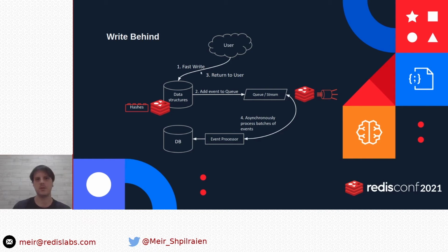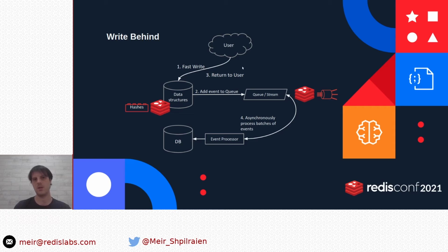So the user is writing to a Redis database. Each such write to the Redis database triggers an event that RedisGears is registered on, and RedisGears makes sure that the write is also written to a queue, which is in our case a stream. Now in the background there is another RedisGears function that reads from the stream and writes to the backend database.